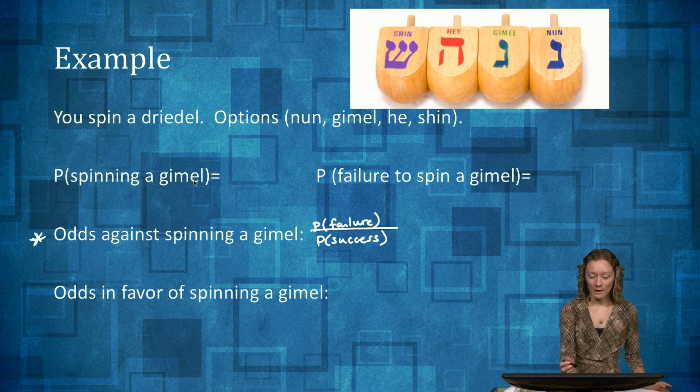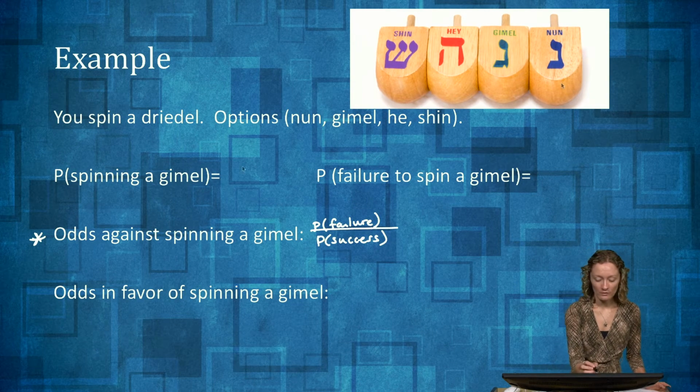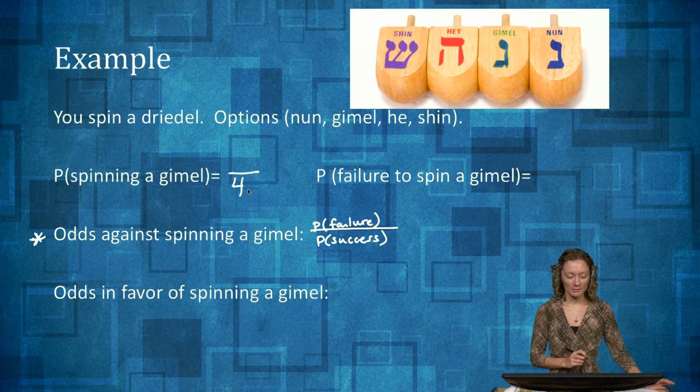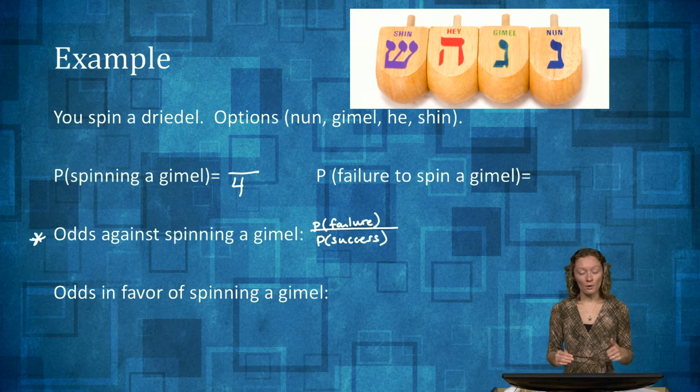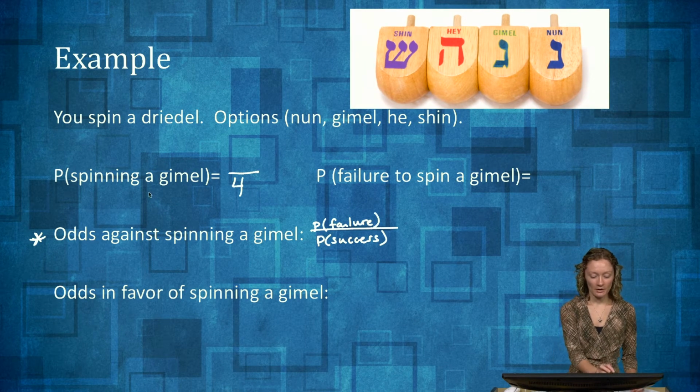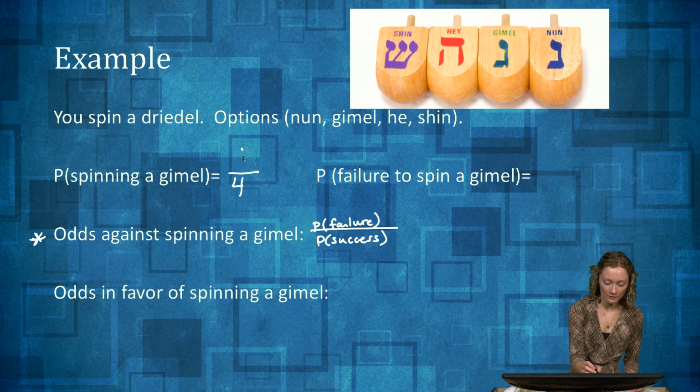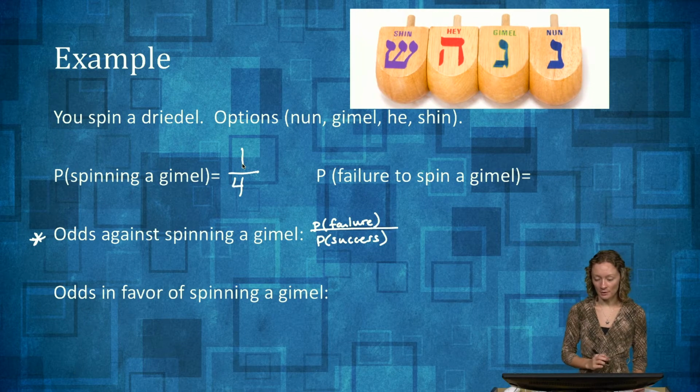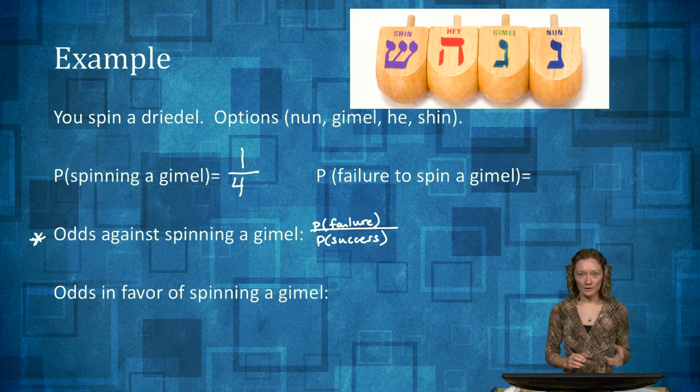So spinning a gimel, how many options are there? We have 1, 2, 3, 4. Our denominator is the best place to start when coming up with a probability. And then of those 4, how many meet our criteria of being a gimel? Only 1 of the 4. So 1 out of 4 times we can expect to spin a gimel. Of course, in the real world, it may not work out that way, but that's what you could expect.